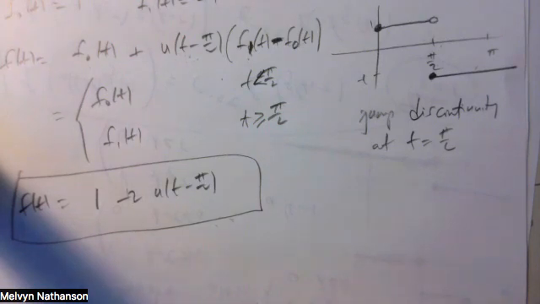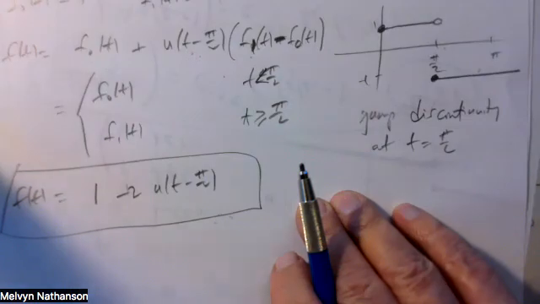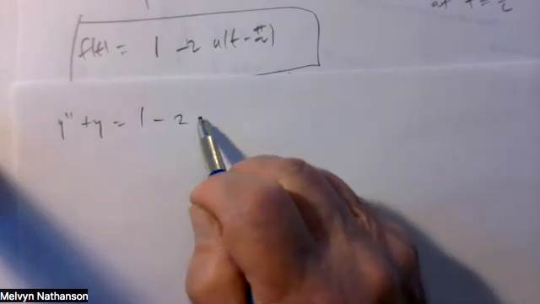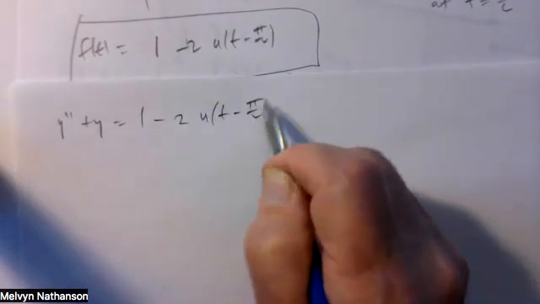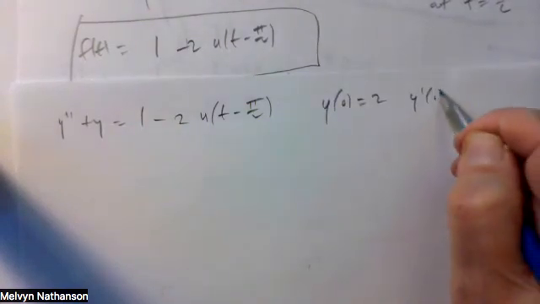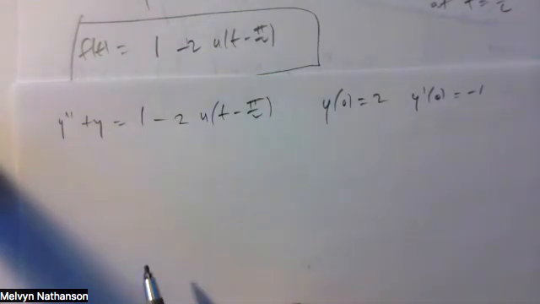So now let's try to solve our differential equation. What is the differential equation? The differential equation was y double prime plus y equals f of t, and f of t is 1 minus 2 times u of t minus pi over 2, with the initial condition that y of 0 is 2 and y prime of 0 is minus 1.